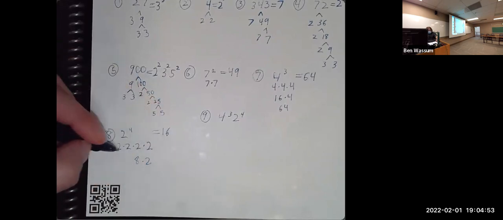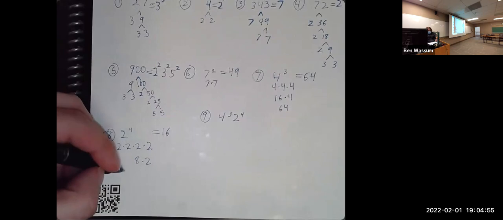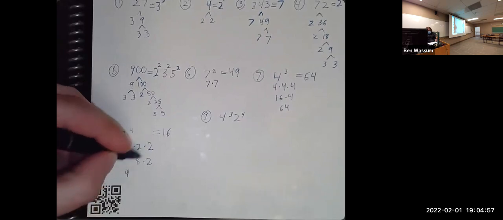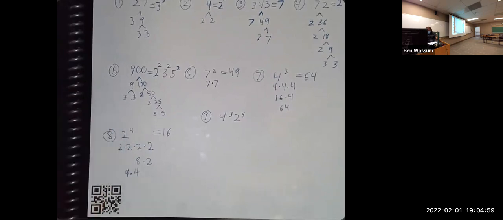You can do that. You can look at this and say, oh, 2 times 2 is 4. And this 2 times 2 is 4. You can do that. That works. Or you can just punch in a calculator. Hey, whatever. I'm not here to judge you.